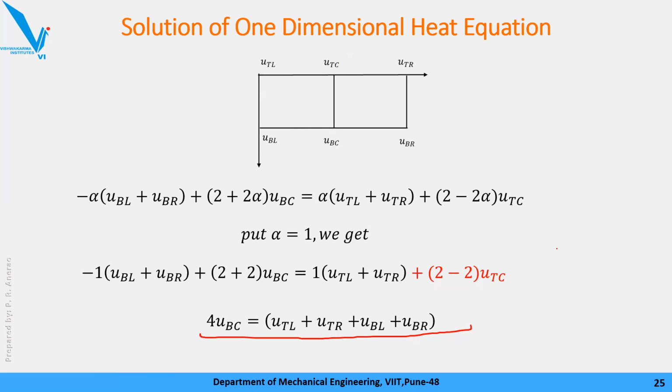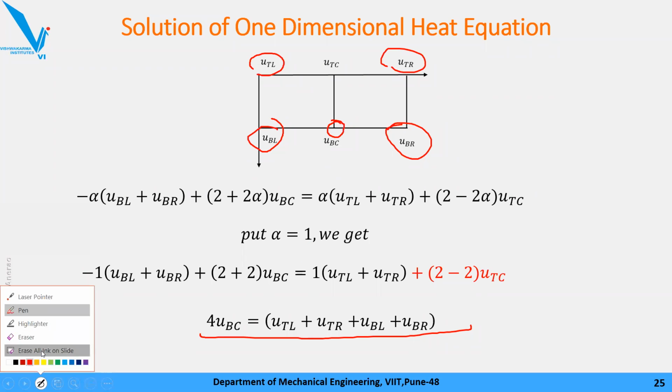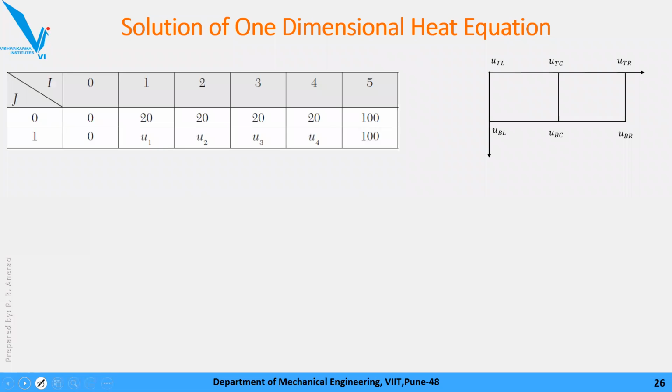4 times central node is equal to summation of left and right nodes, all left and all right nodes. ठीक है, या neighboring left and right nodes. Okay, so this is your formula. Now the problem becomes very easy.